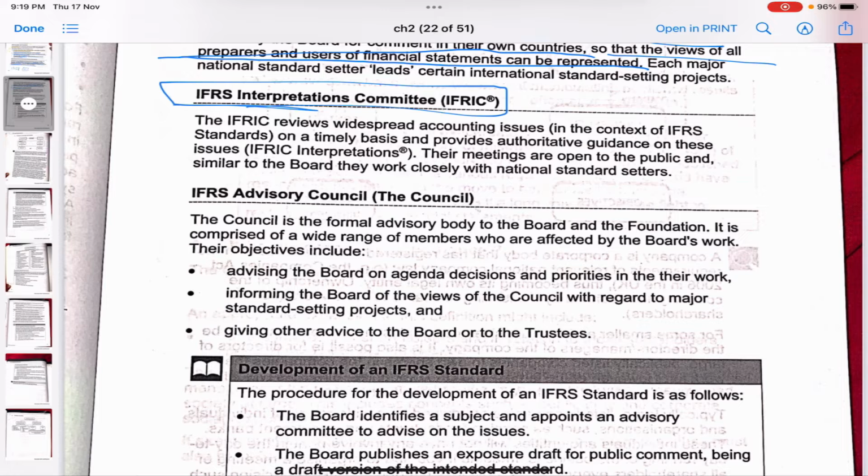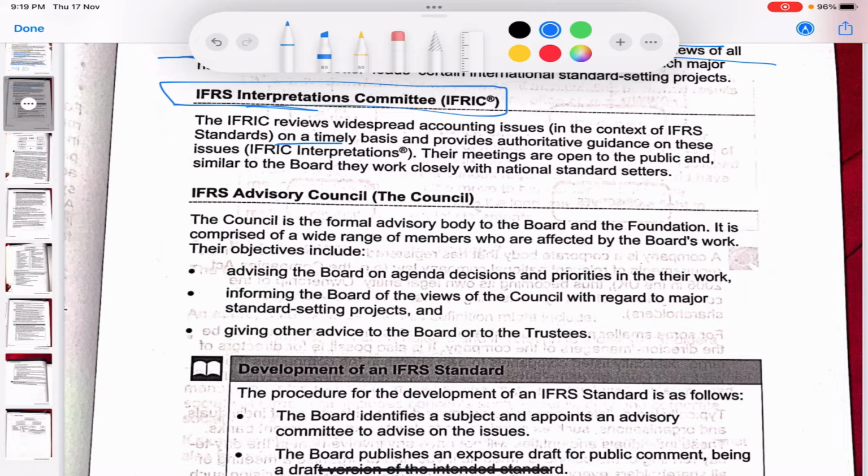Okay. Now let's see in detail what the IFRS Interpretation Committee is. The IFRIC reviews widespread accounting issues on a timely basis and provides authoritative guidance on these issues. So the IFRIC, which is the IFRS Interpretation Committee, basically provides guidance on various issues. Their meetings are open to the public and similar to the board, they work closely with the national standard setters. Clear? The IFRS Interpretation Committee gives guidance on various issues.